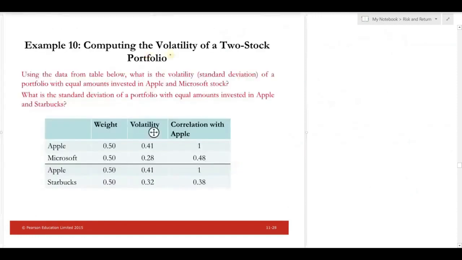Okay. So let's see, computing the volatility of a two-stock portfolio. We need to find the portfolio risk. Using the data from the table below, what is the volatility, the standard deviation, of a portfolio with equal amounts invested in Apple and Microsoft stocks? And number two, what is the standard deviation of a portfolio with equal amounts invested in Apple and Starbucks? There are two cases.